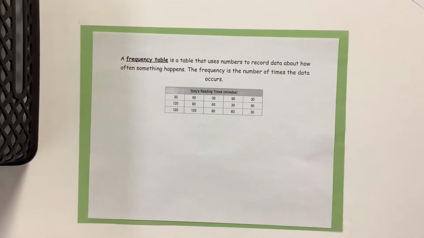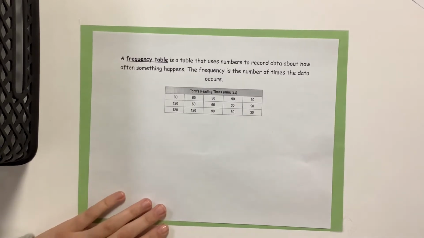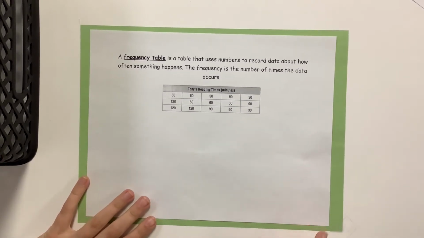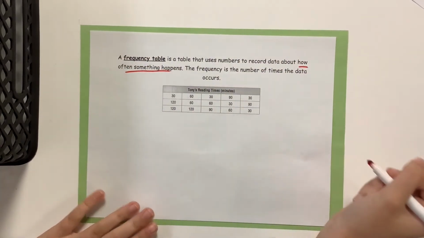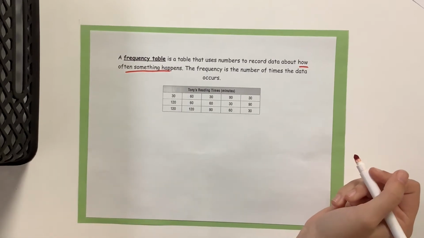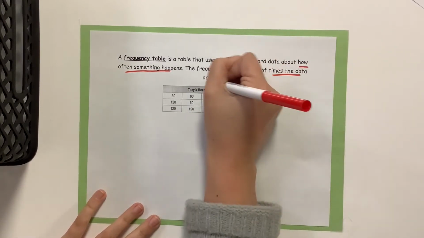Fourth grade. Today we're going to learn about two different types of tables. The first one's called a frequency table. A frequency table is a table that uses numbers to record data about how often something happens. The frequency is the number of times the data occurs.